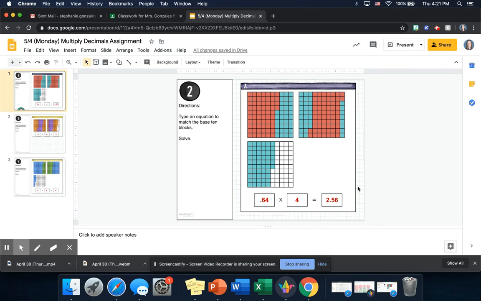That is exactly how you get your answer when you have a whole number involved with your decimals and you're putting it all together. And I hope to see some good work on the next 2 slides.